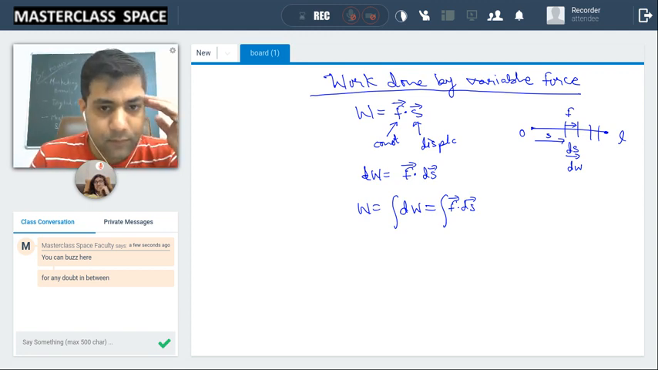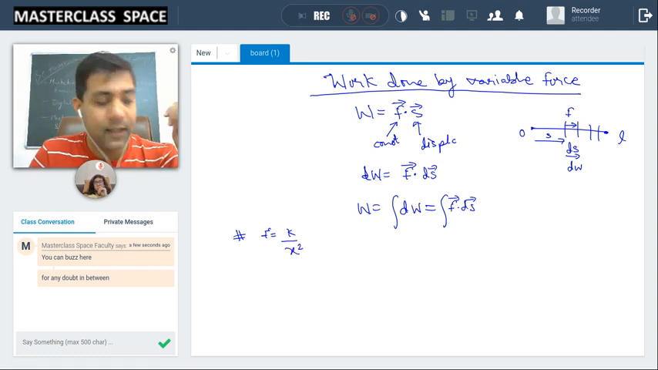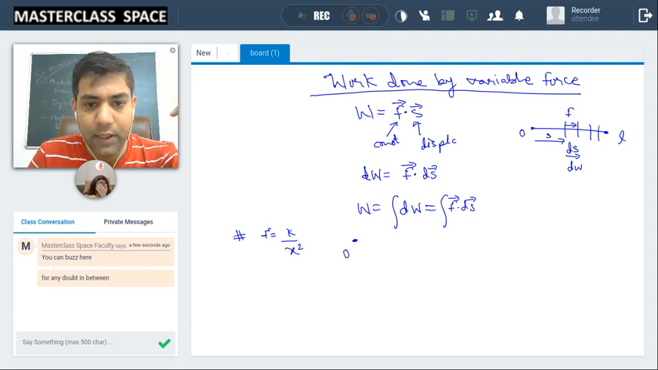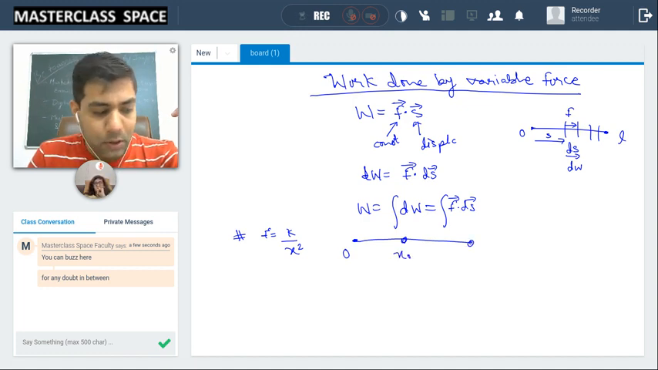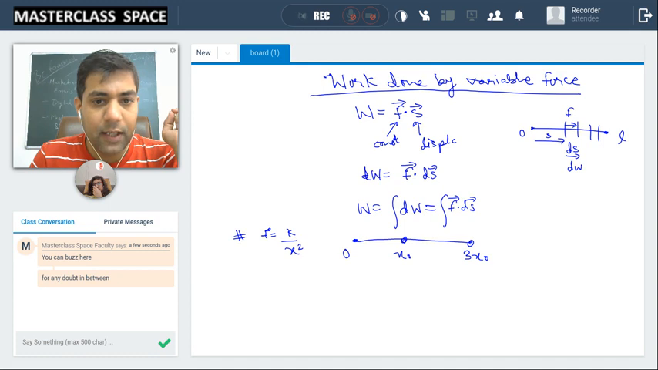Let me take one example here. The force F is varying with displacement as F equal to K upon x square, where x is the displacement from the origin. A body moves from x naught to 3x naught, and that force is given as a function of x. You have to tell me the work done in moving a body from x naught to 3x naught. Can you just tell me?